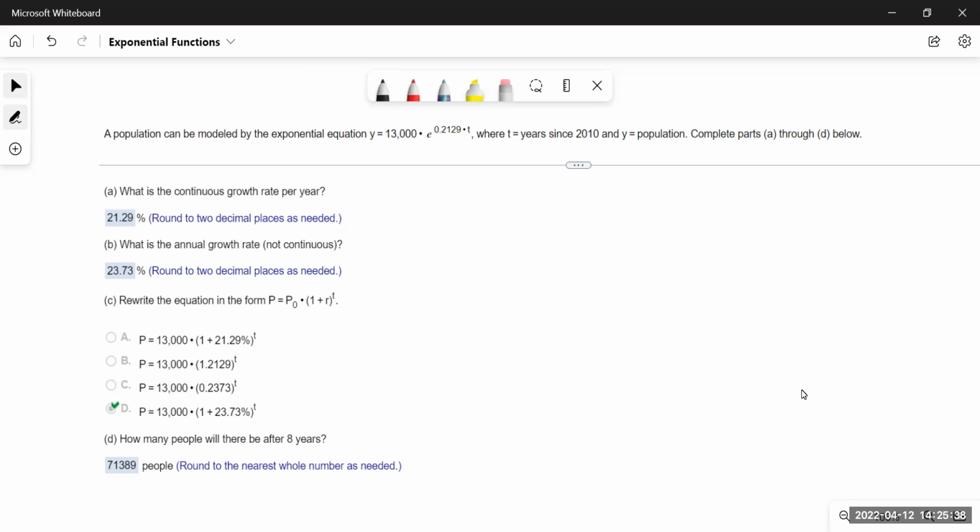Population can be modeled by the exponential function 13,000 e^(0.2129t). All right, so we know that an exponential function with continuous growth is of the form A = e^(kt), right? So k is the rate. Our k is the continuous growth rate. Now this is a continuous growth because this number is positive. Is that okay? So what is the continuous growth rate per year?